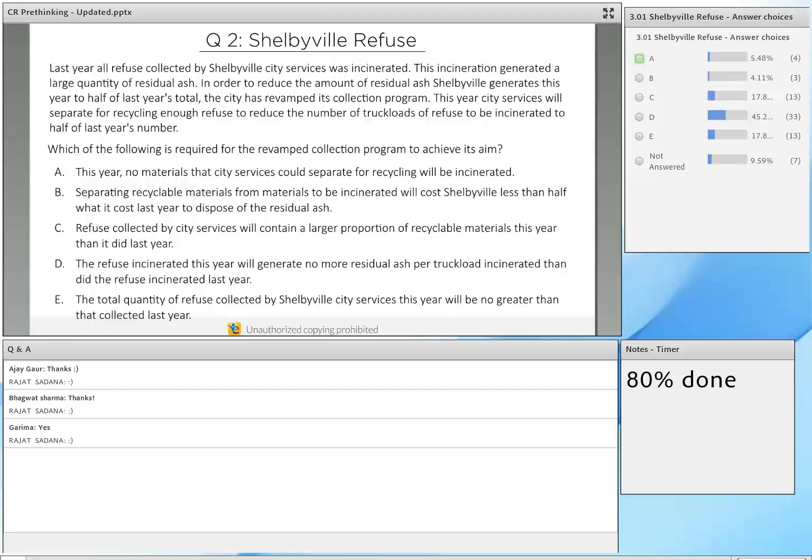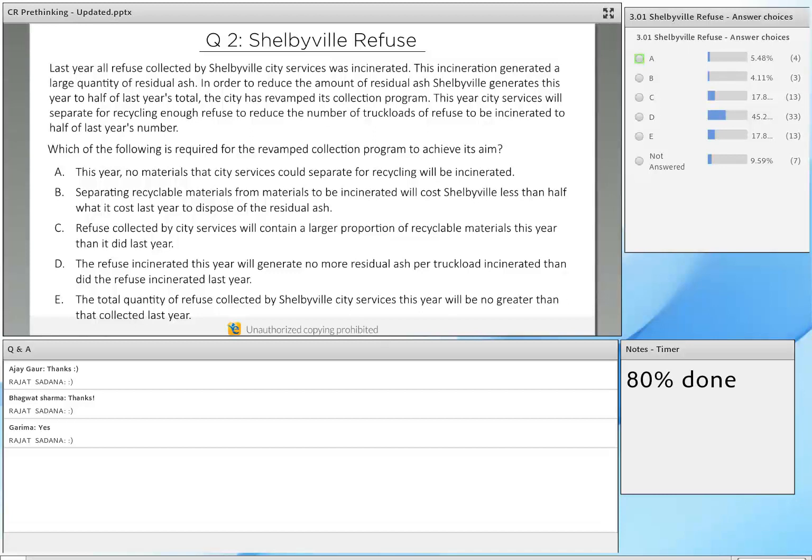I'm going to broadcast the results. Choice D, the most popular choice. Choices C and E are also very popular. Very few people chose choices A or B. That's good. So close the polls in the presenter area, and then we'll move forward.